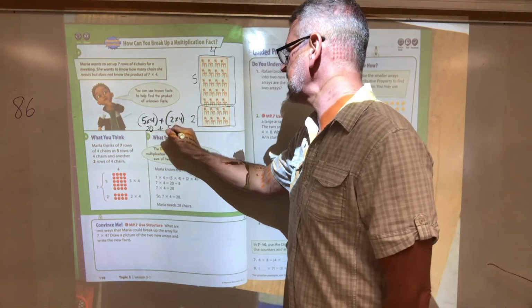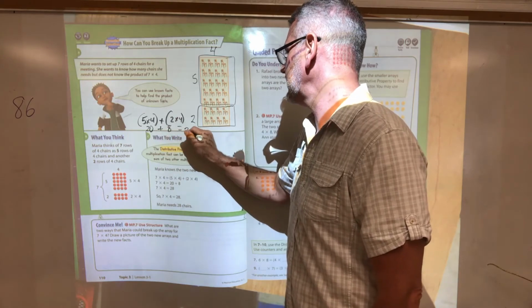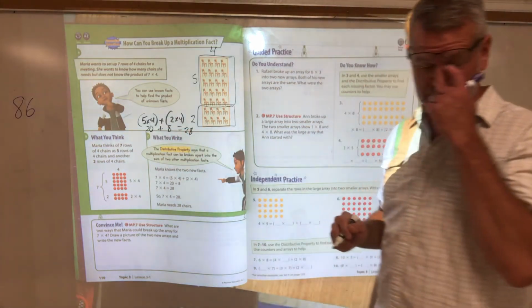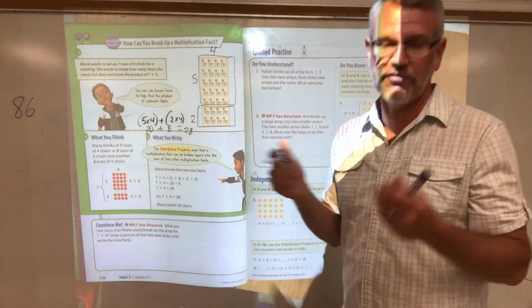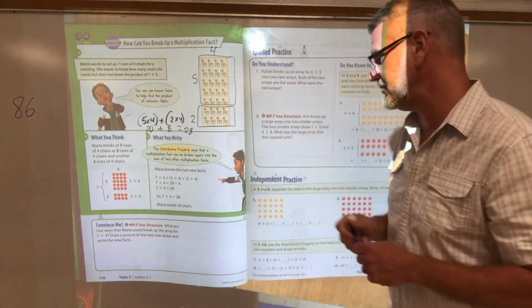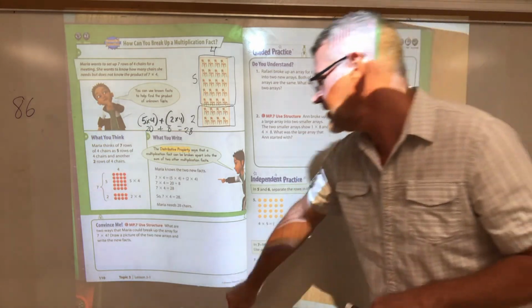And 2 groups of 4 is 8. And that's going to equal 28. So it's just a way to break down large groups into 2 or 3 smaller groups to help you figure that out.